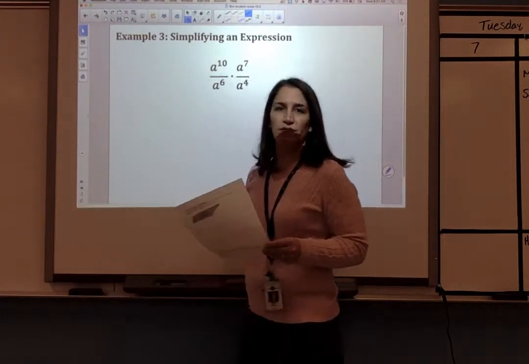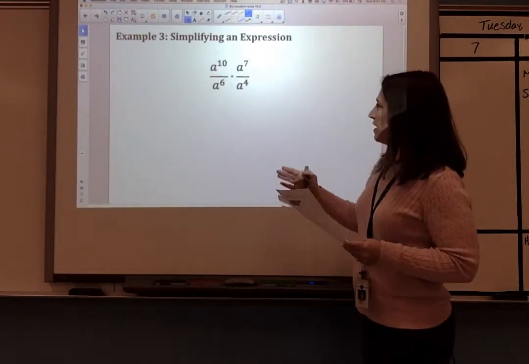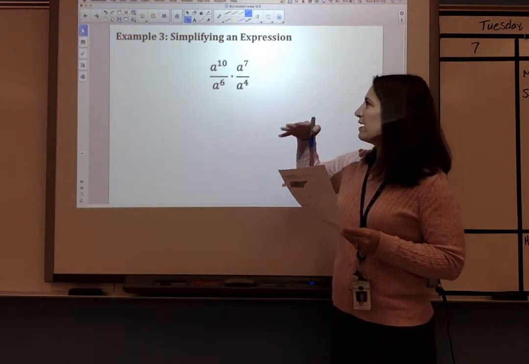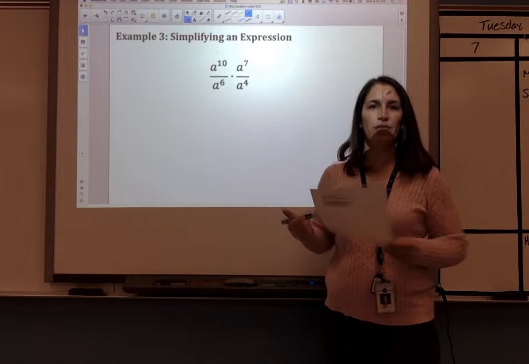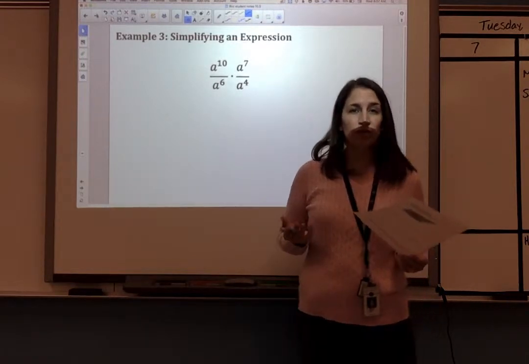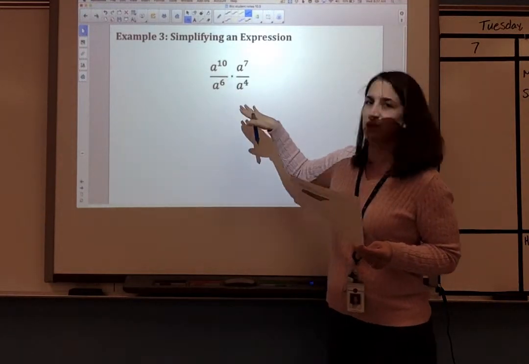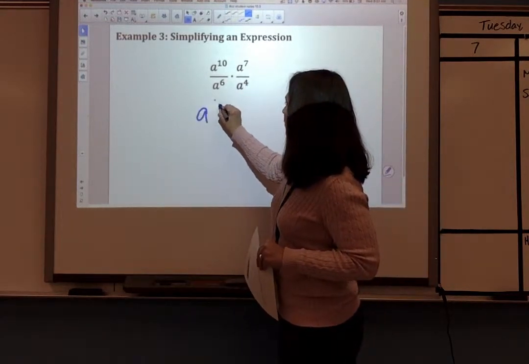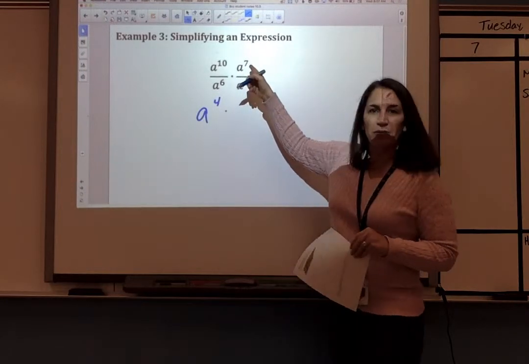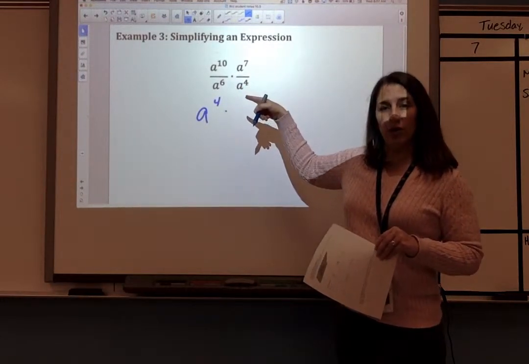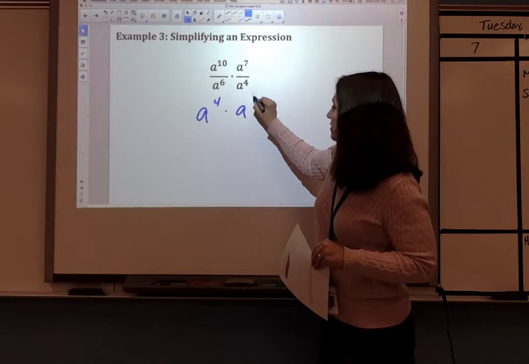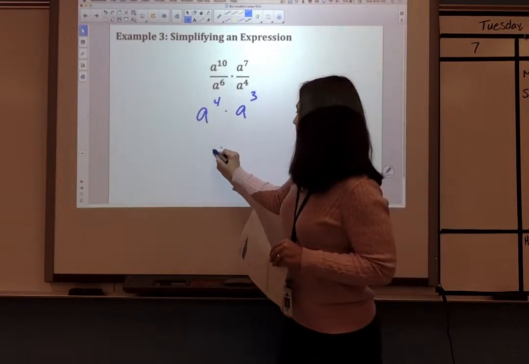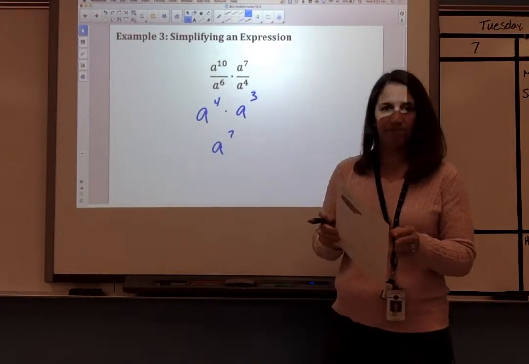Let's do one that's using variables. So this time we have a to the 10th over a to the 6th times a to the 7th over a to the 4th. So let's start this time by using the quotient of powers property to simplify each of these fractions. So a to the 10th over a to the 6th would be a to the 4th. And we'll multiply that by a to the 7th over a to the 4th, which is a to the 3rd. And then we're going to use our product of powers property to simplify this to a to the 7th.